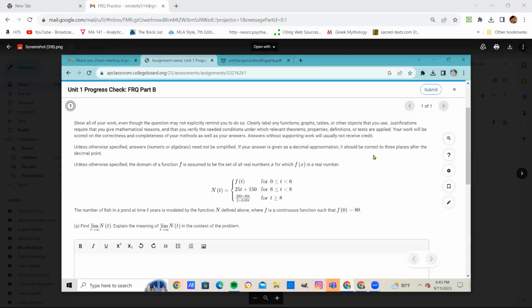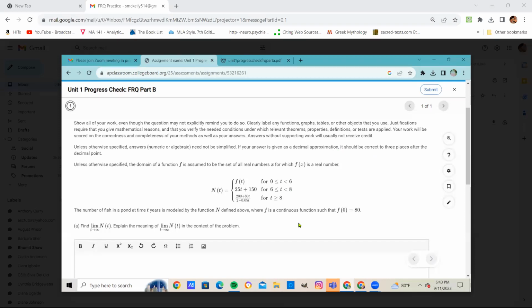So if we're looking for the limit as t goes to infinity of n of t, we're going to be looking for t to grow without bound. We want t to be as large as possible. We want t to approach infinity. So the problem says to explain the meaning of it, right?